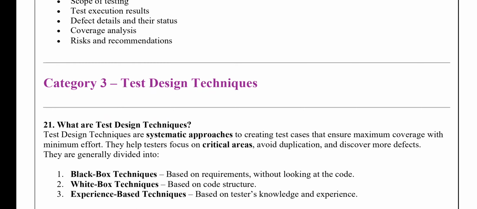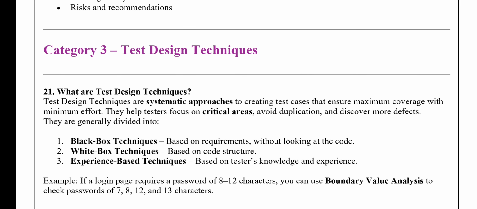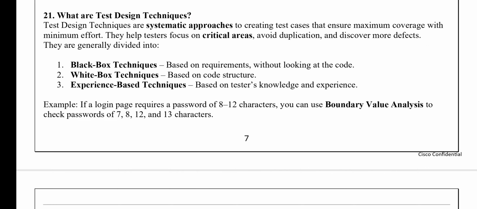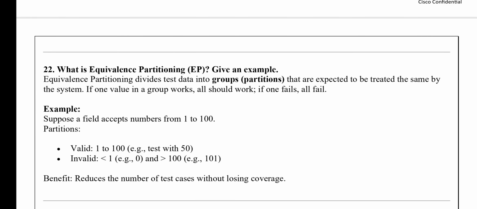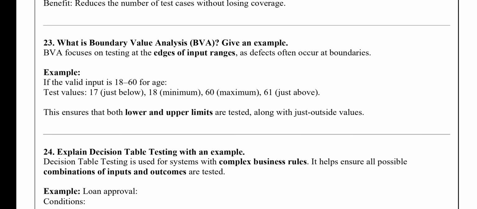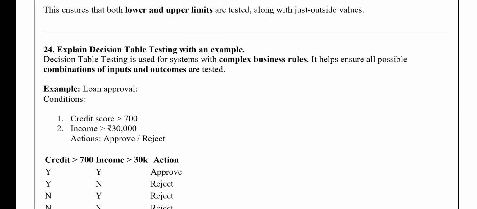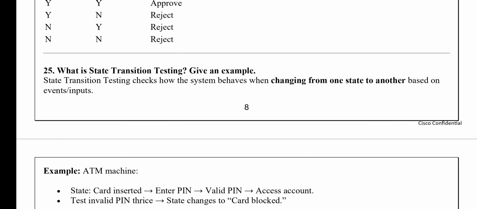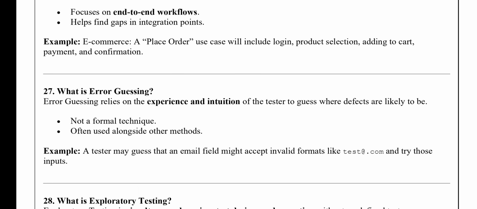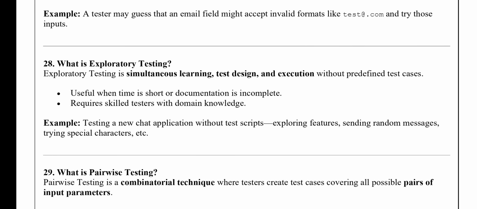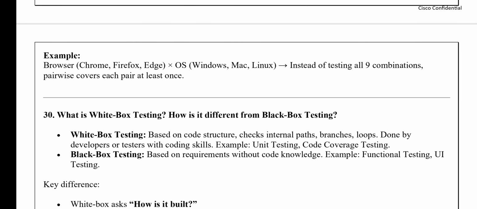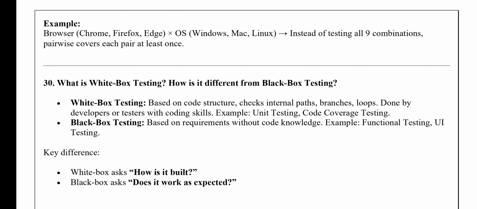about test summary report. Okay, in category 3 we have discussed test design techniques under manual testing. So what are the test design techniques, what is equivalence partitioning, give an example. Similarly, what is boundary value analysis, can you explain decision table testing with an example, what is state transition testing, what is use case testing, what is error guessing, what is exploratory testing, what is pairwise testing, what is white box testing and how is it different from black box testing.